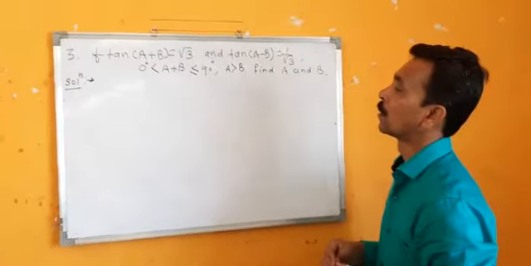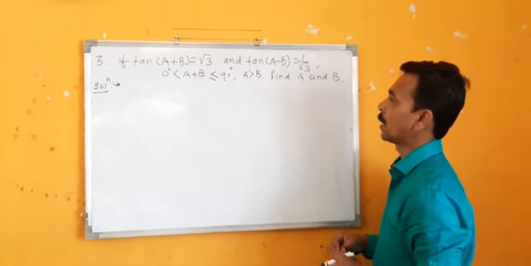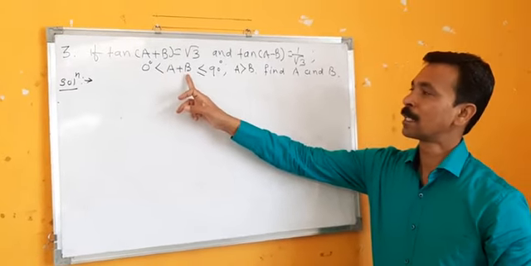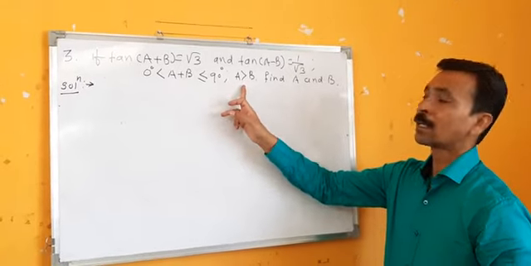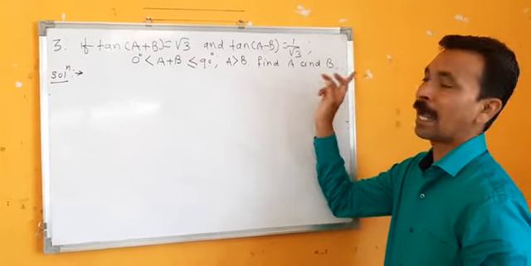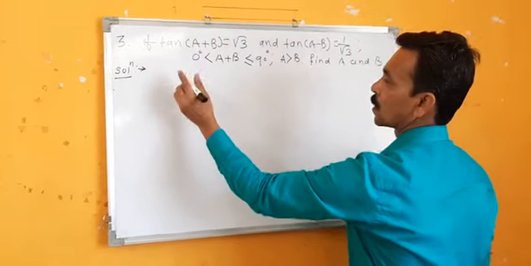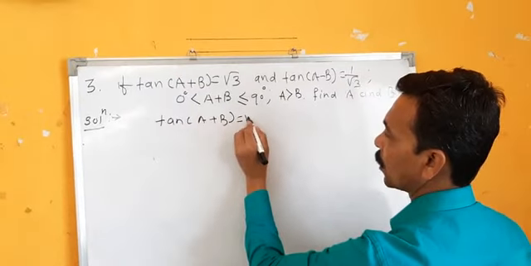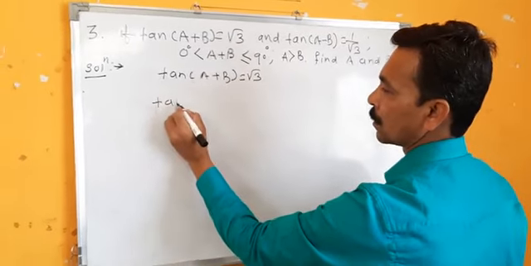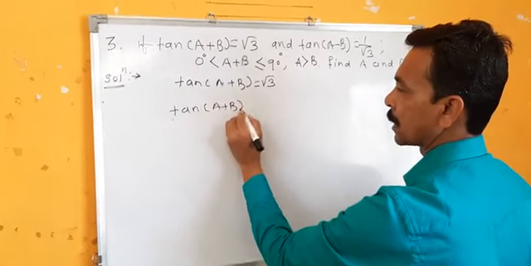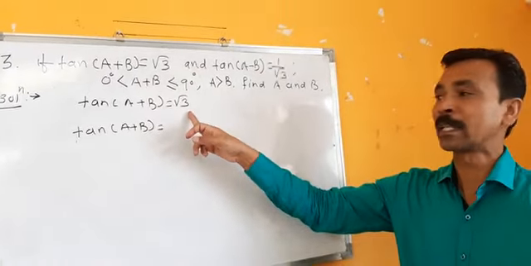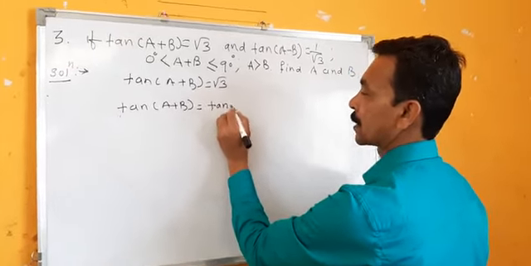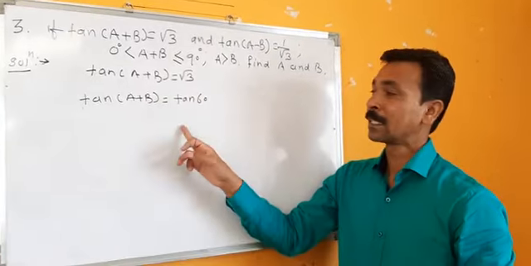The next sum. If tan of a plus b is equal to root 3 and tan of a minus b is equal to 1 by root 3, where 0 is less than a plus b is less than 90 degrees and a is greater than b, find a and b. First I will take the first part. Tan of a plus b is equal to root 3. You have to write the value of root 3 in terms of tan. What is root 3 in terms of tan? Tan 60. Understood? Root 3 is tan 60.